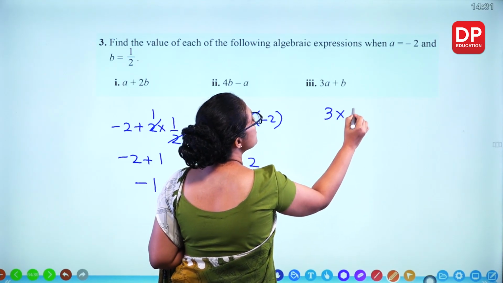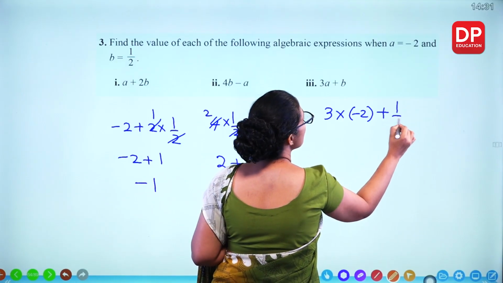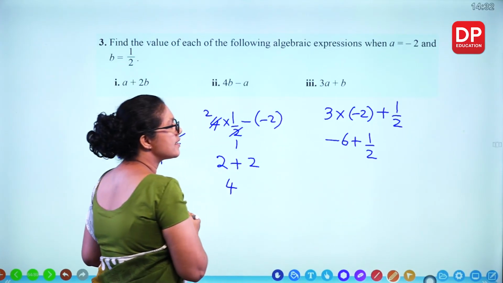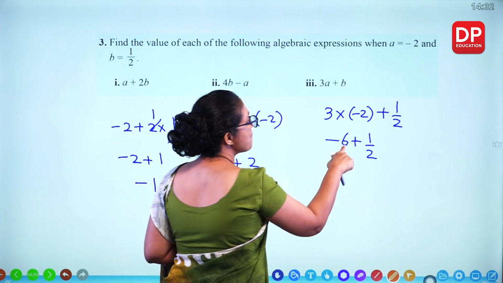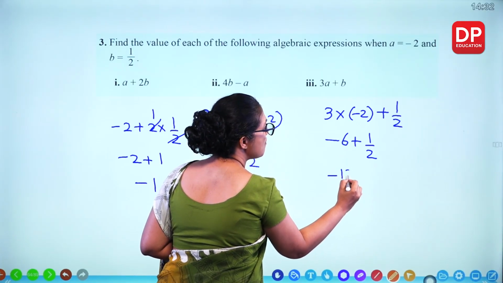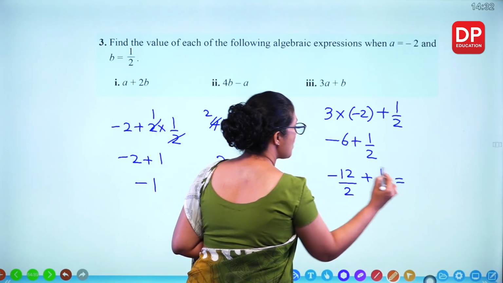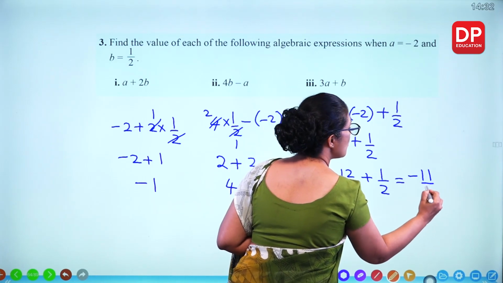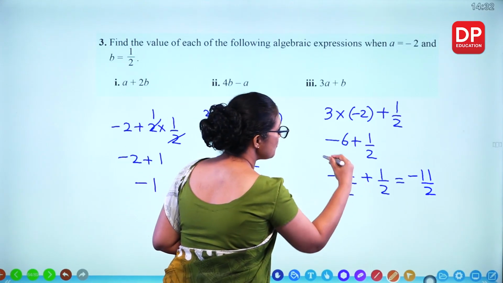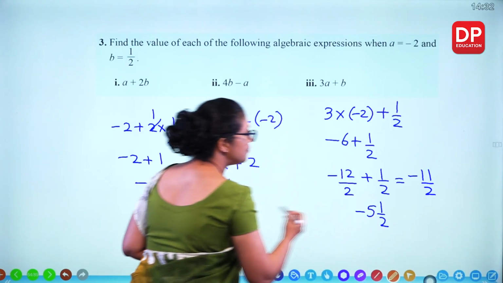3a. 3 times minus 2 plus half. 3 times minus 2, minus 6 plus half. So I can convert to same base. So same denominator is, I can write minus 12 over 2 plus half. Minus 12 plus 1, you get minus 11 over 2. Or I can write minus 5 and a half.